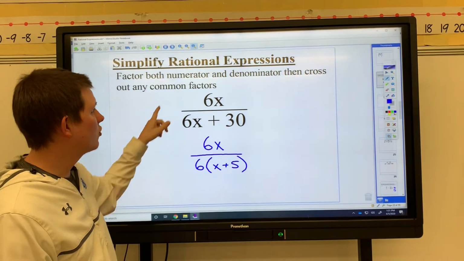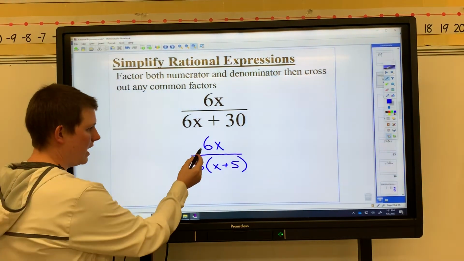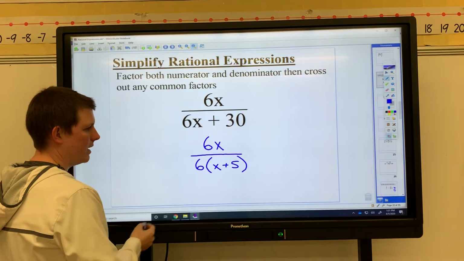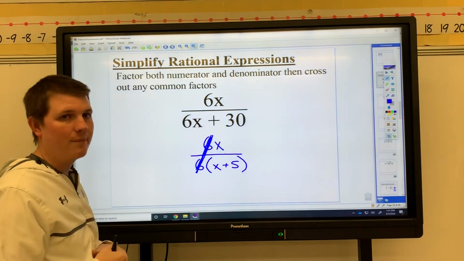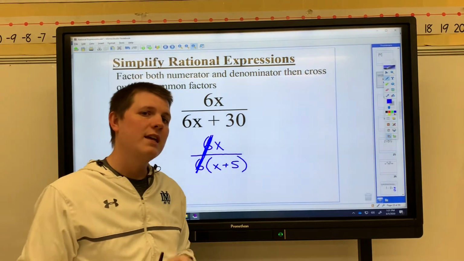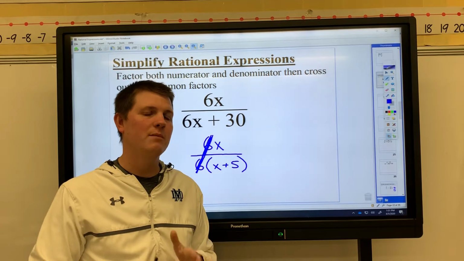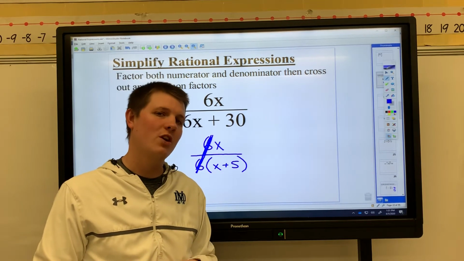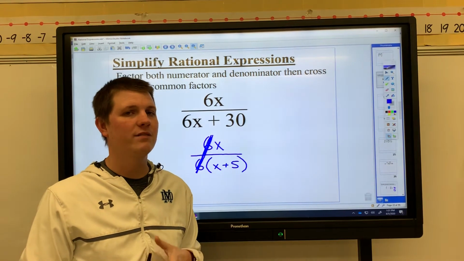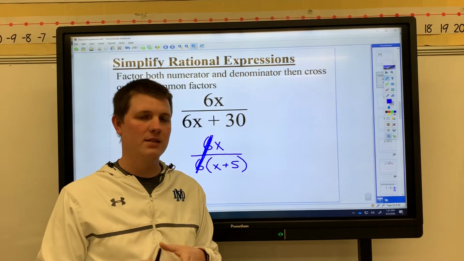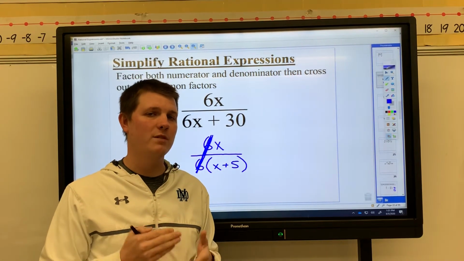And now I can cross out anything that's common. So is there something common on top and bottom? Yes. I have a 6 on top and a 6 on the bottom. I can cross these out. Here's the important part about crossing out. You can only cross it out if it is being multiplied. Now, why did I repeat that? Because that's a very common misrepresentation. Lots of people get that wrong. You have to make sure you're multiplying.